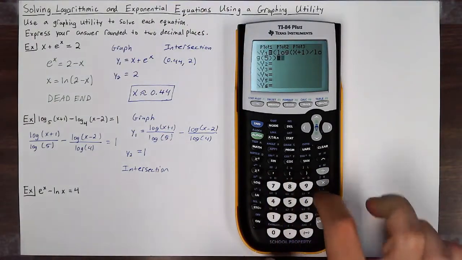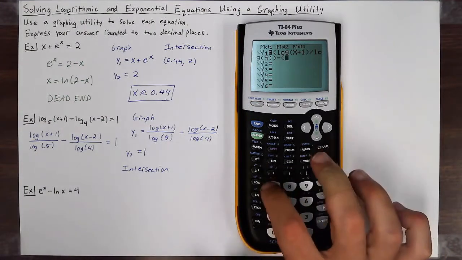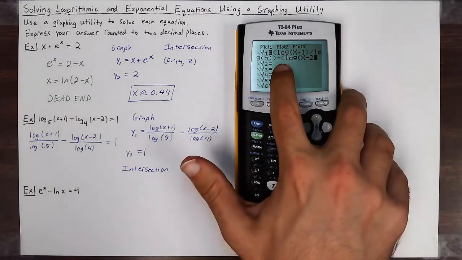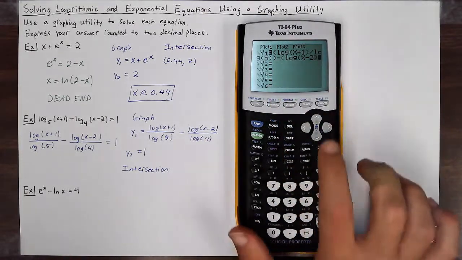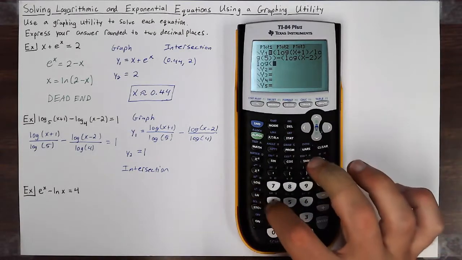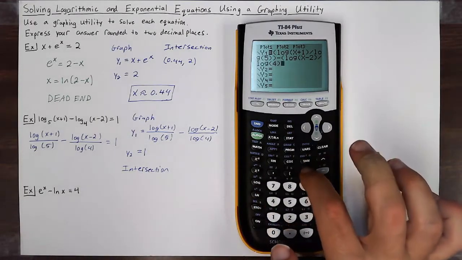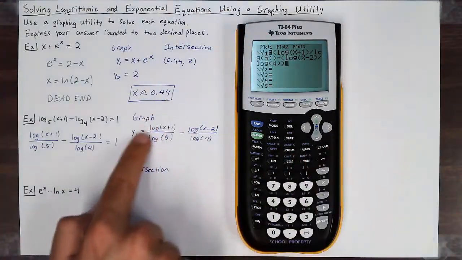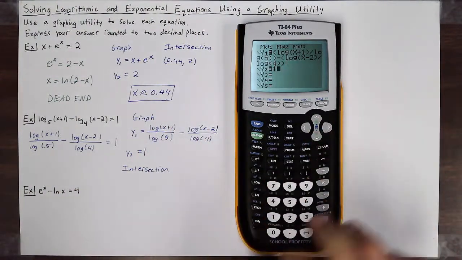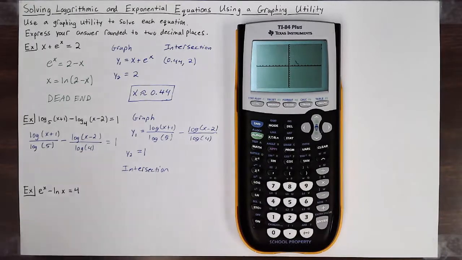And then minus, and do the same thing for the other one. We'll have log of x minus 2. You notice I put that parentheses before I started. I'll close the parentheses on that logarithm, then divide by log of 4, close parentheses on the logarithm, and then on the fraction. And now I've made that y1 function. y2 will just be 1, and we'll look for their intersection.